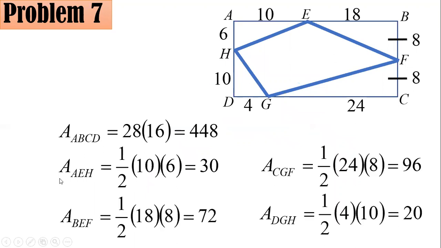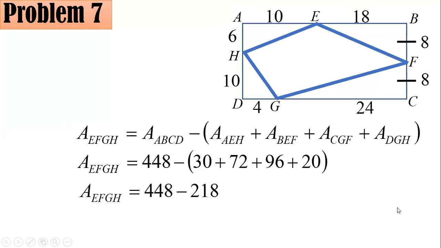The 4 other areas, as he said: 10 times 6 divided by 2 is 30. 10 times 4 divided by 2 is 20. 24 times 8 divided by 2 is 96. And 18 times 8 divided by 2 is 72. You know those already. Adding 30, 72, 96, and 20, you get 218 as the total area of these 4 triangles. Subtracting that from 448 gives us 230 square units.